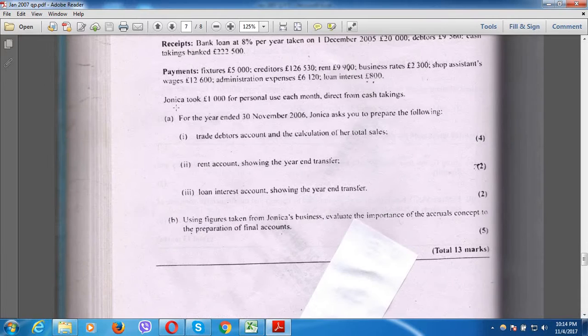Clear? Jonica took £1,000 for personal use each month direct from cash takings. A. For the year ended 30th November 2006, Jonica asks you to prepare the following: 1. Trade debtors account and the calculation of her total sales. 2. Rent account showing the year-end transfer. 3. Loan interest account showing the year-end transfer. B. Using figures taken from Jonica's business, evaluate the importance of the accruals concept to the preparation of final accounts.